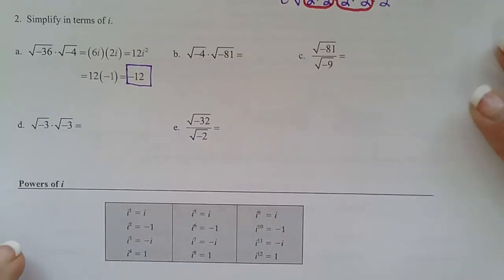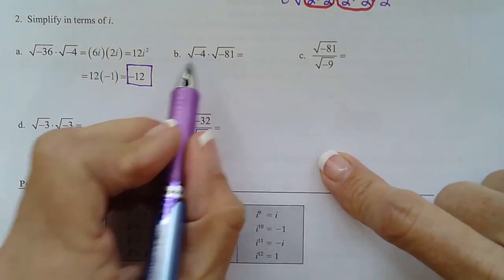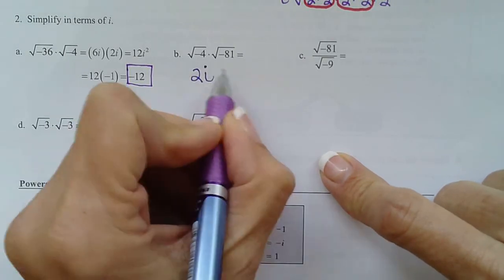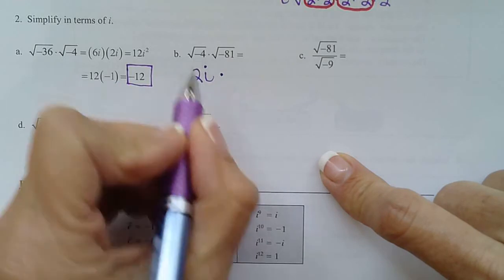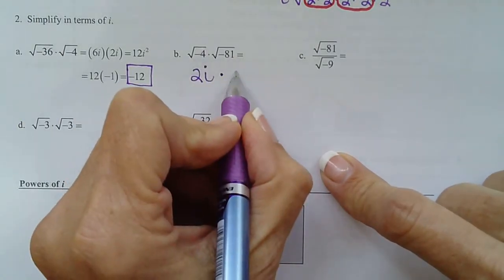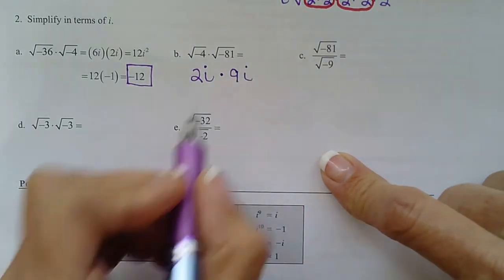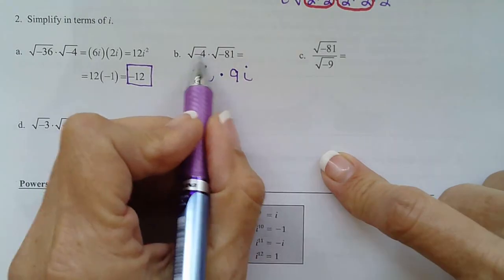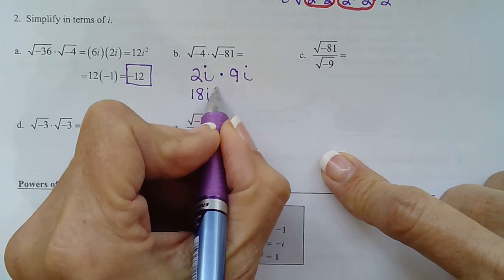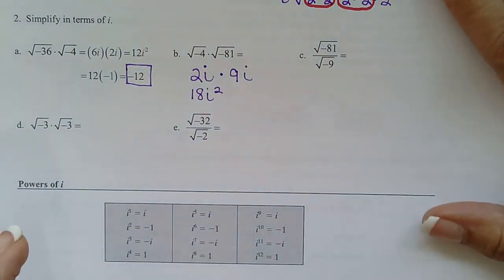Practice makes perfect. So we can't multiply until we remove the i's. So the square root of negative 4 is 2i. The square root of 4 is 2. The negative comes out of the square root as an i. Square root of negative 81 is 9i. And now that we have the negatives removed from underneath the radical, now we're allowed to multiply. So that would be 18i squared, because remember we add exponents in multiplication.